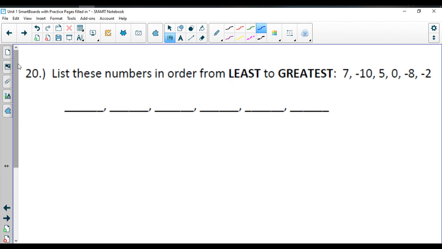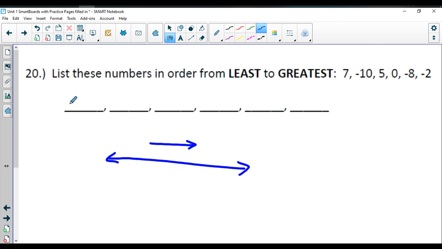Final example on your review is list the numbers in order from least to greatest. And you are going to go ahead and take a look at these numbers. Think about your number line. Least to greatest would mean that you're going from left to right on your number line.